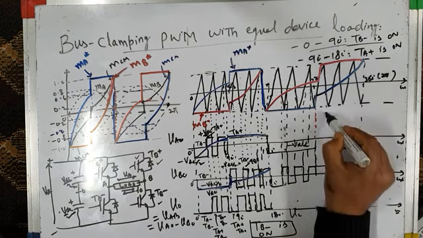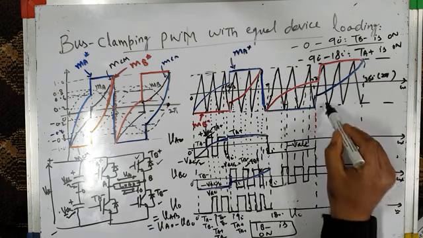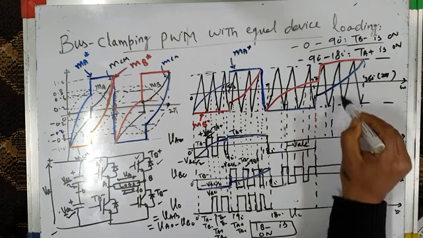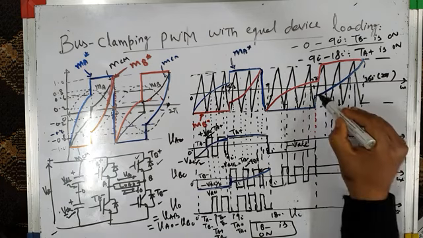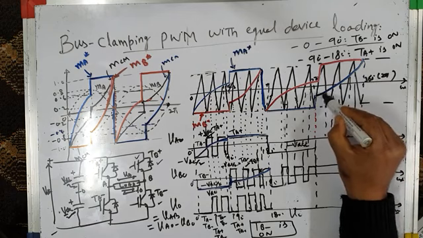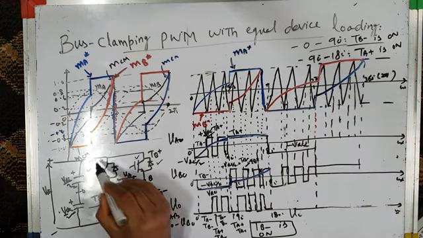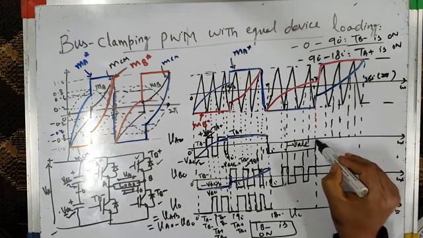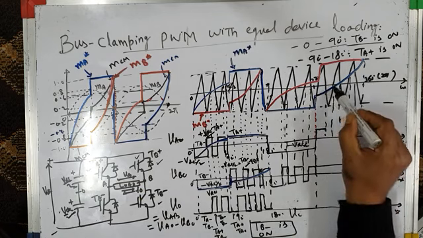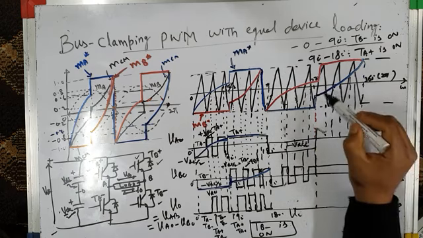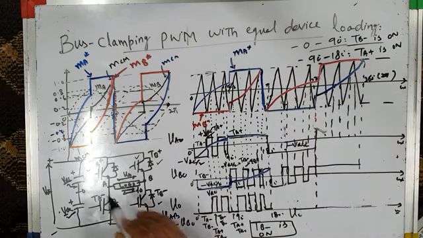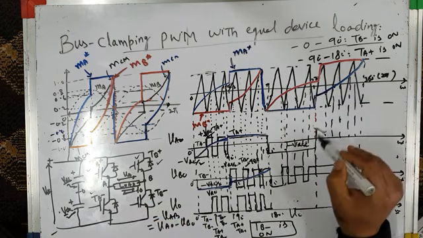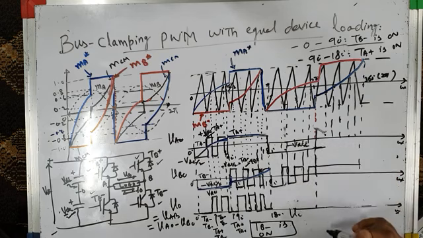Let me draw these points of intersection. Okay. From this interval to this interval, MA star modulating wave is higher in amplitude than triangular carrier wave. So top switch of leg A is on. So VAO is plus VDC by 2. And then from this instant to this instant, triangular carrier wave is higher in amplitude than reference sine wave. So bottom switch TA minus is on. So VAO is minus VDC by 2. So it will remain minus VDC by 2 इस इंटरवल में भी.